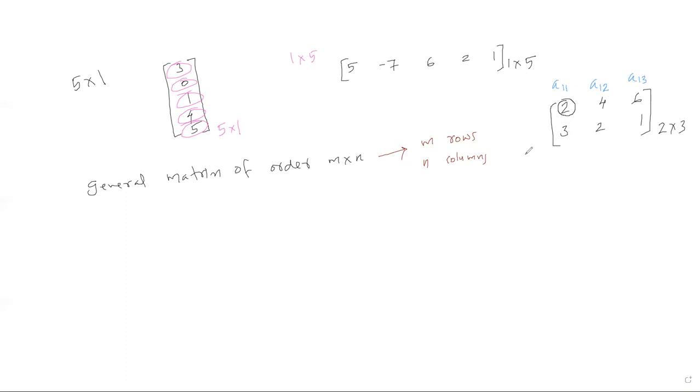Got it? So we can write by position. Like 3, in the next row, 3 will come, A21. Second row, first column. Next will come 2, 2. Second row, second column.